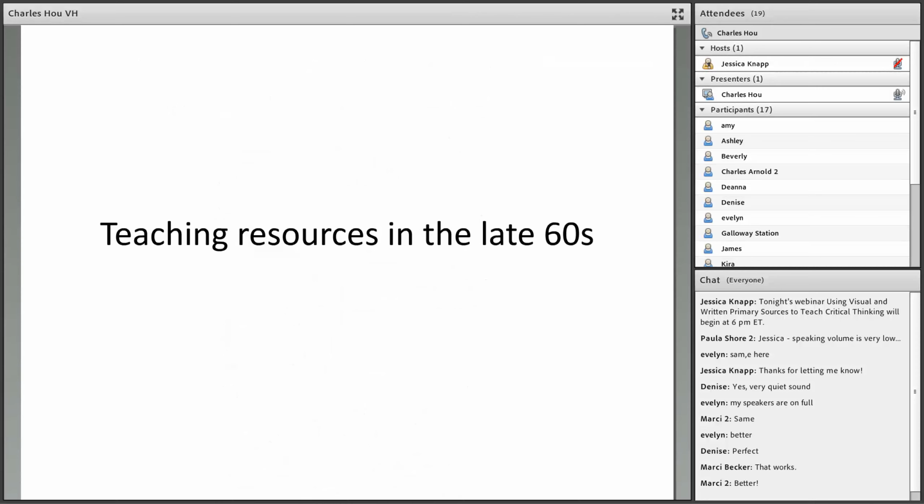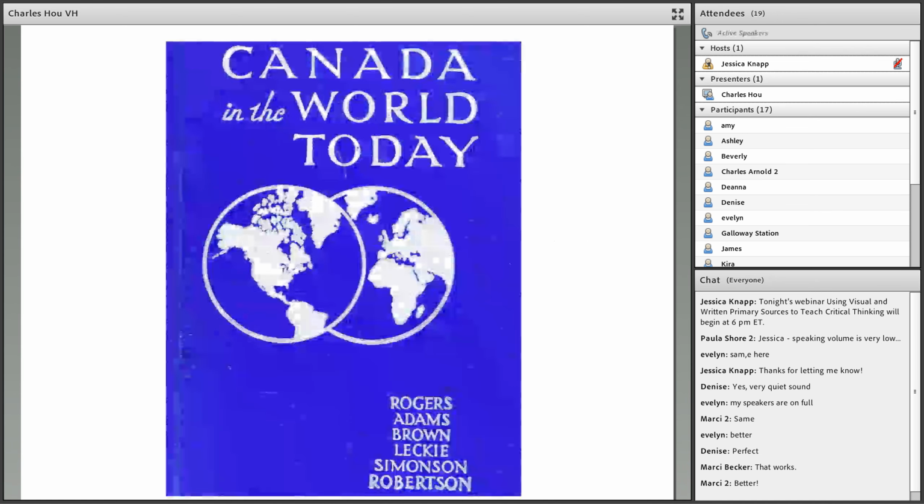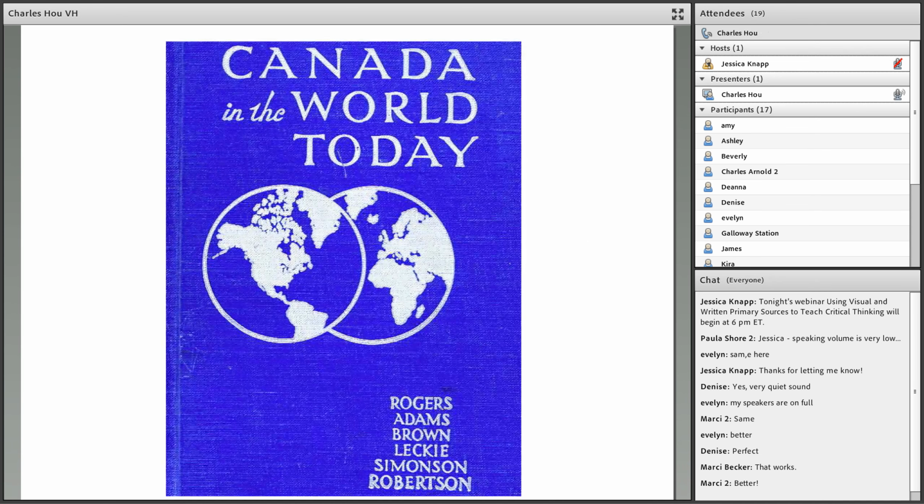I'm going to talk a little bit about my experience, or my conversion to primary sources. When I started teaching, I didn't use them, but it didn't take long before I started to. This is the textbook I had when I started in 1965. This was my only resource. I had a wall map. We had an opaque projector, which was pretty useless. We didn't have any way of reproducing primary sources, basically.